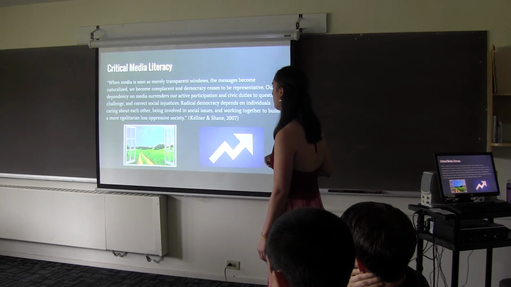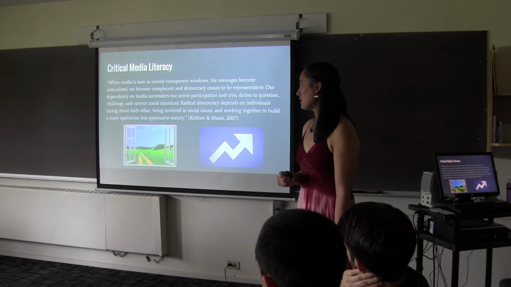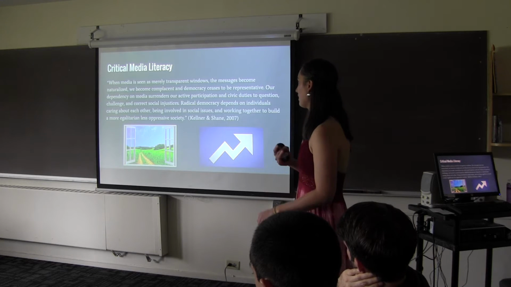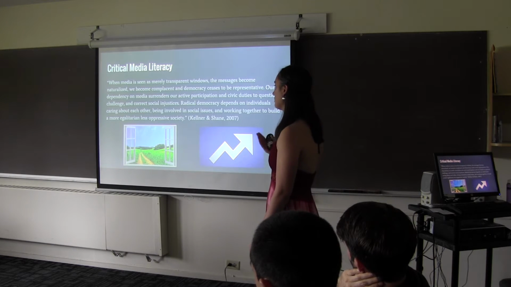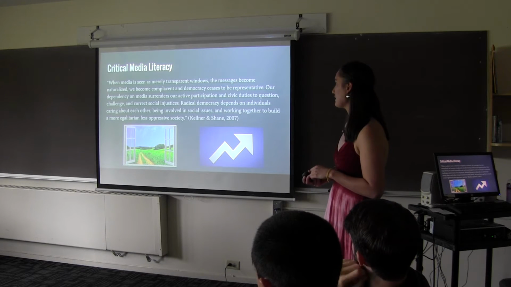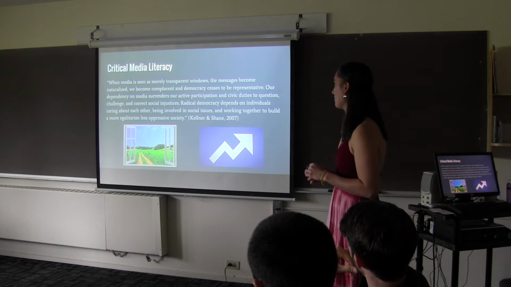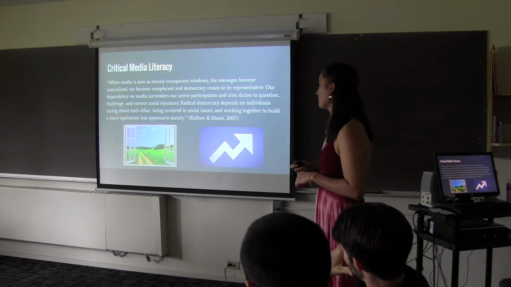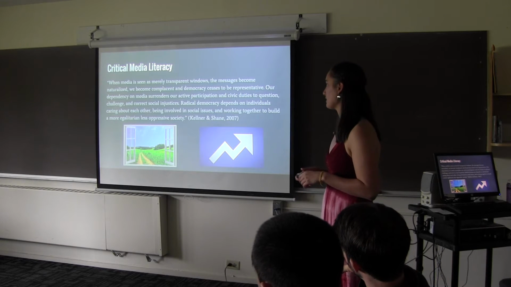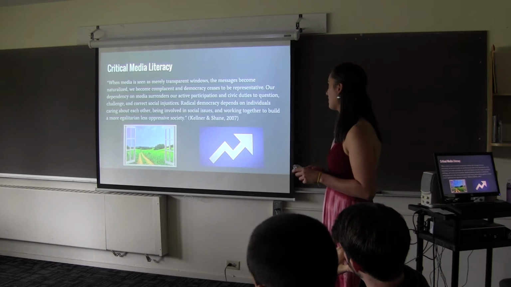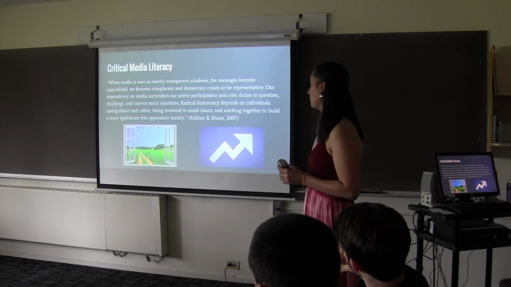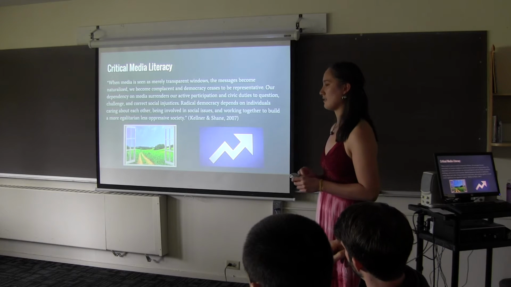So critical media literacy, which is again from that fourth bullet point. Keller and Share say, when media is seen as merely transparent windows, the messages become naturalized. We become complacent, and democracy ceases to be representative. Our dependency on media surrenders our active participation in civic duties to question, challenge, and correct social injustices. Radical democracy depends on individuals caring about each other, being involved in social issues, and working together to build a more egalitarian, less oppressive society.